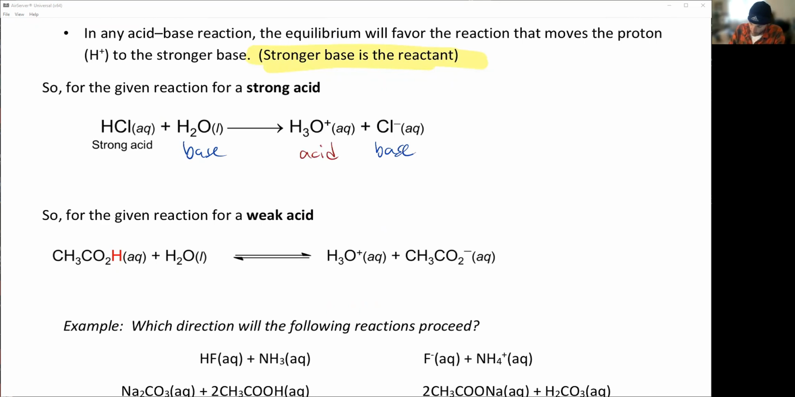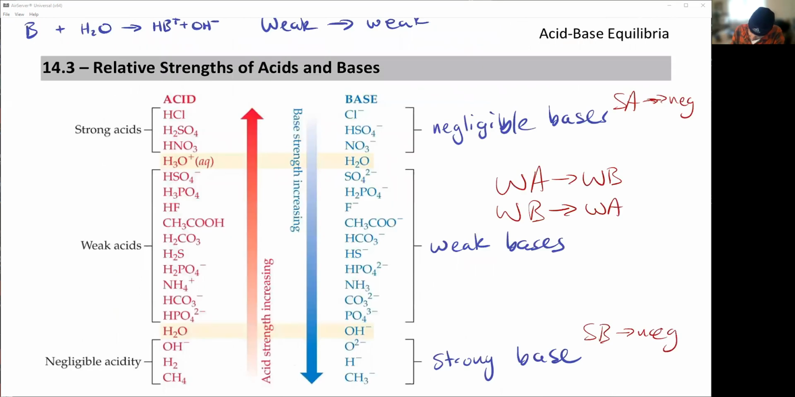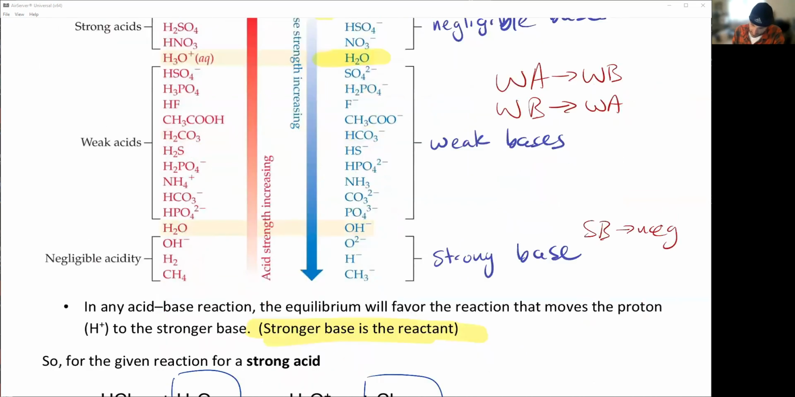Okay. So which of these two is a stronger base, H2O or Cl minus? Well, let's look at our list. H2O, Cl minus. H2O is in fact the stronger base.